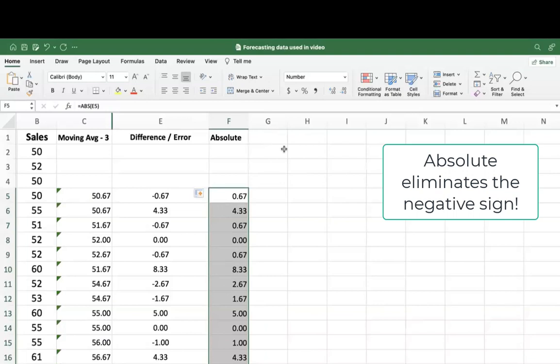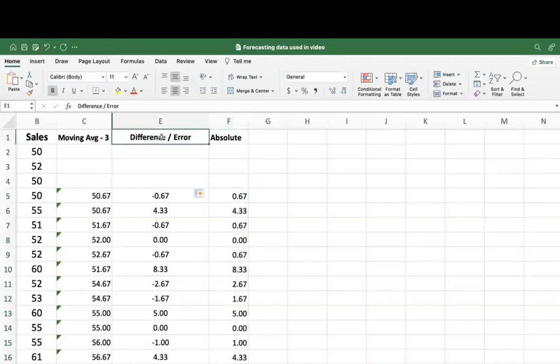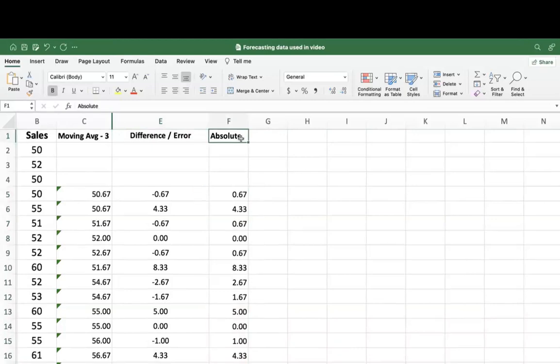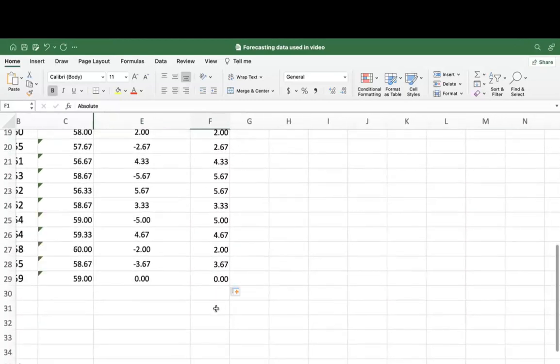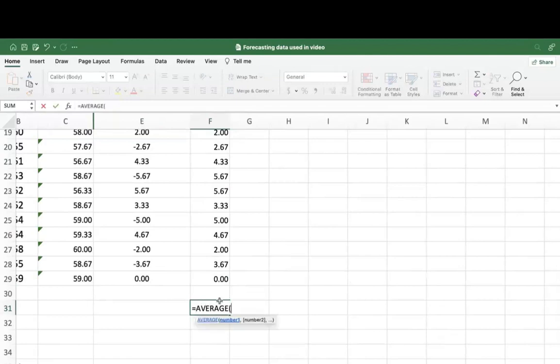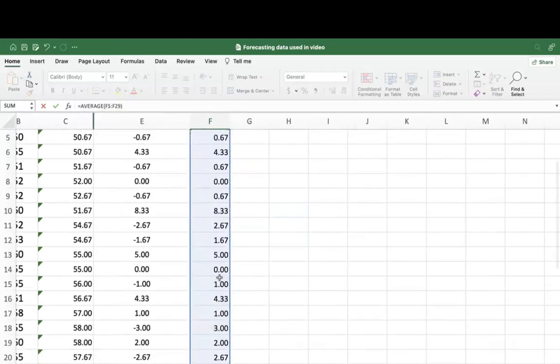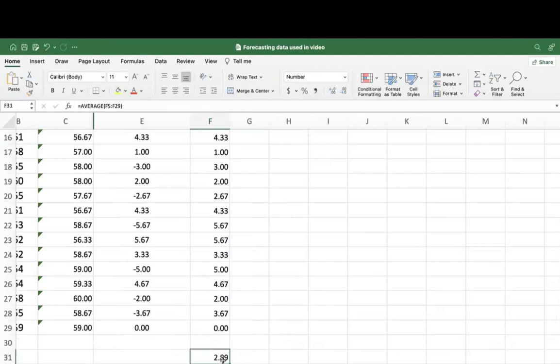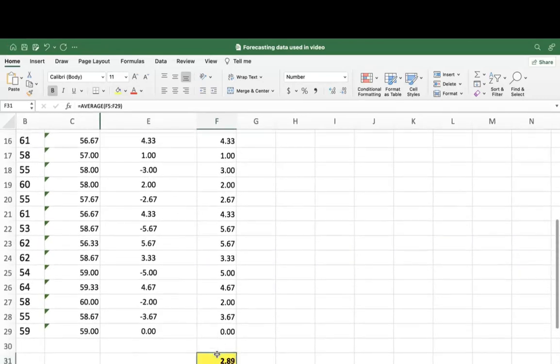Then the last one, as I told you, when we are doing MAD, the first step was difference or deviation. The next one was absolute value, and the last one was mean, which means we take the mean. We take the mean at the bottom, and it should be this one. Select this column and Control Shift up arrow key, and it says that our mean is 2.89. So this is our value for MAD or MAE, 2.89.